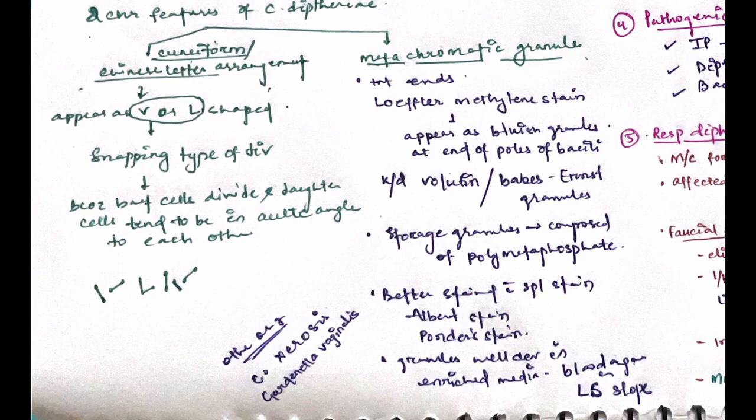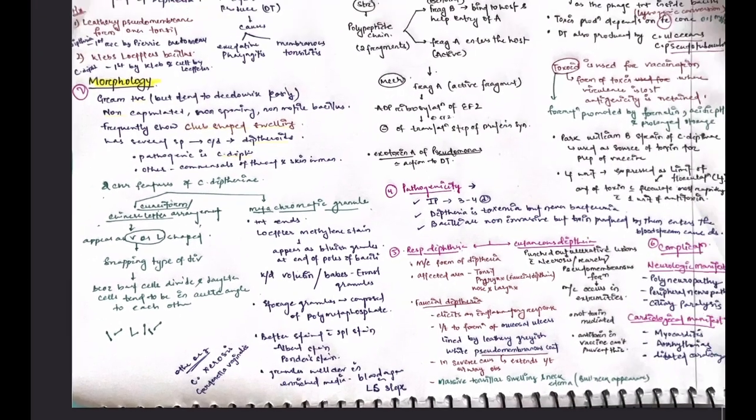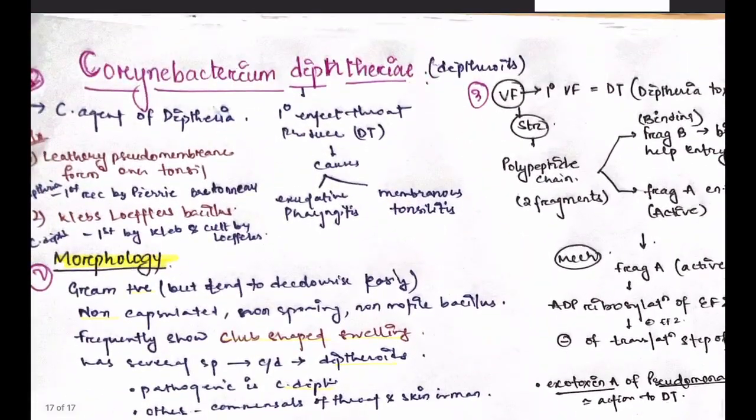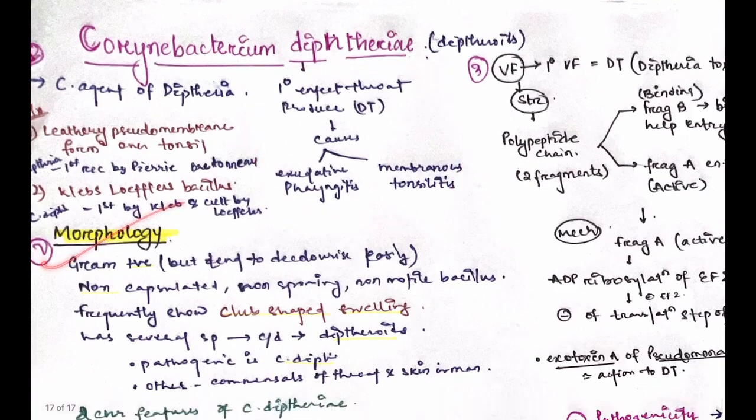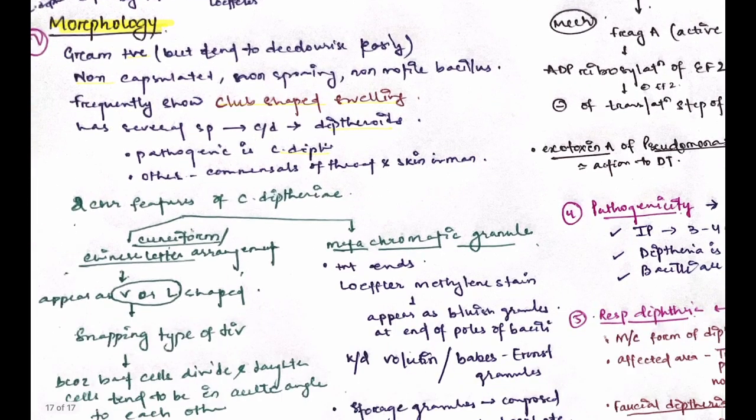What are the enriched media we use in this case? That is blood agar and Loeffler serum slope. These metachromatic granules can also be seen in Corynebacterium xerosis and Gardnerella vaginalis. So we just saw what Corynebacterium diphtheriae is, what disease it causes, how the name came, what they primarily do, and about the morphology and the arrangement.